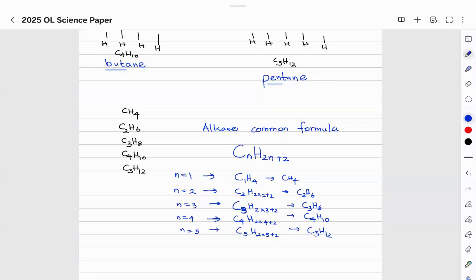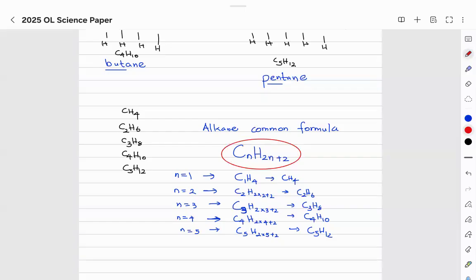C5H12 in this way. CH4, C2H6, C3H8, C4H10, C5H12. See? This is the alkane series. And the common formula is CnH2n+2. Right? Is it clear?